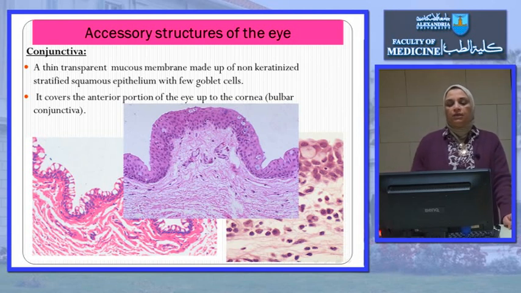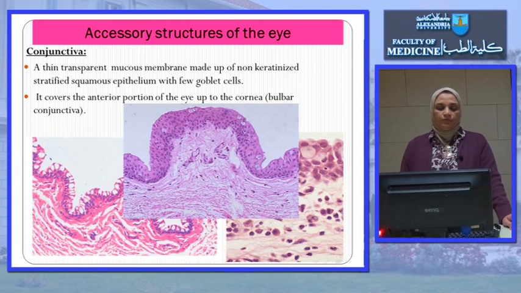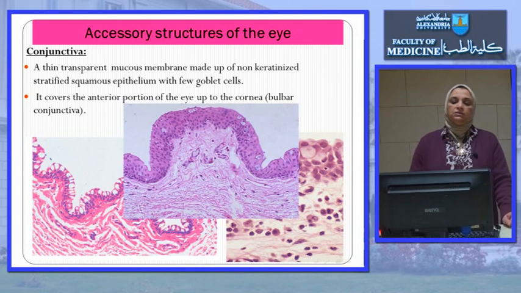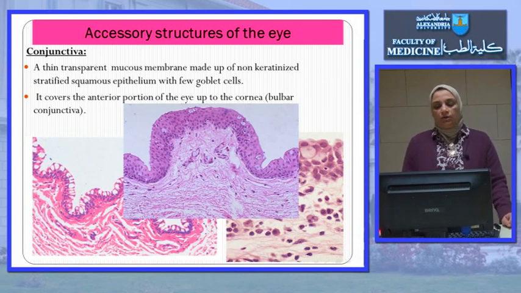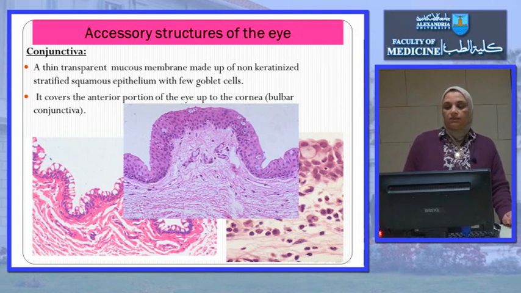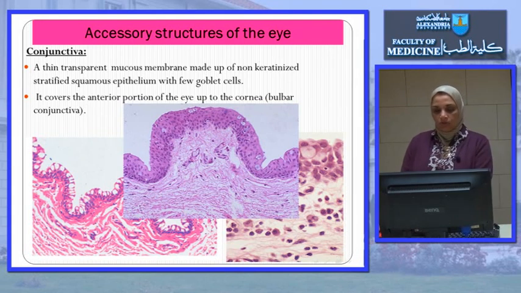What about the lining epithelium of the conjunctiva? It varies from non-keratinized stratified squamous epithelium to stratified columnar epithelium with goblet cells, mainly in the bulbar conjunctiva and in the junction between the cornea and the sclera. At the margin around the cornea, and also the border of the eyelids, it is non-keratinized stratified squamous epithelium. But in the palpebral conjunctiva, especially at the fornix, the epithelium will be stratified columnar epithelium with goblet cells.